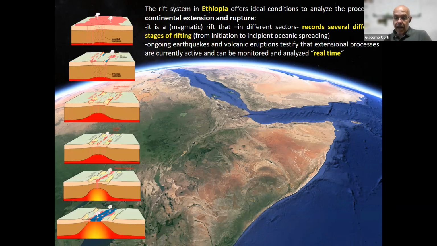And we are happy to work in Ethiopia because it's a special place to work on continental rifting because, first of all, it is a magmatic rift that records many different stages of rifting, from the initial phases to more advanced rifting and incipient oceanic spreading in the Afar depression. And so we can see many different stages of the evolution of the process in different parts of Ethiopia.